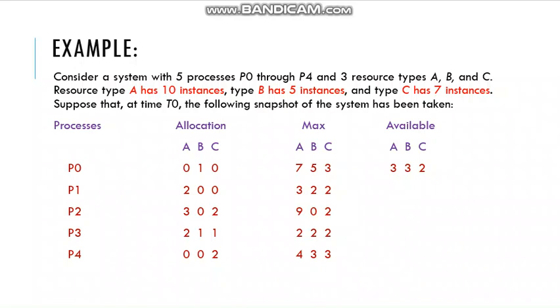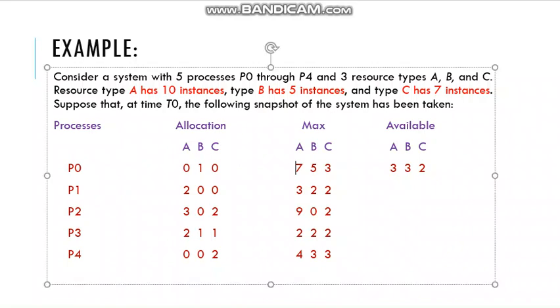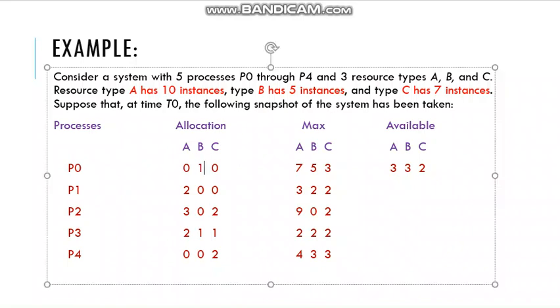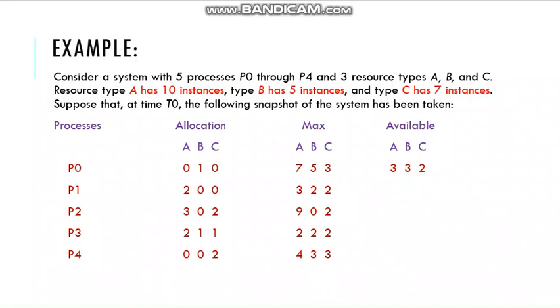Then the maximum resources for P0 is 7. It needs a maximum of 7, but it has only been allocated how much? 0. It needs a maximum of 5, but it is allocated only 1. Then it needs 3, but it has been allocated only 0. So how much are the available resources?